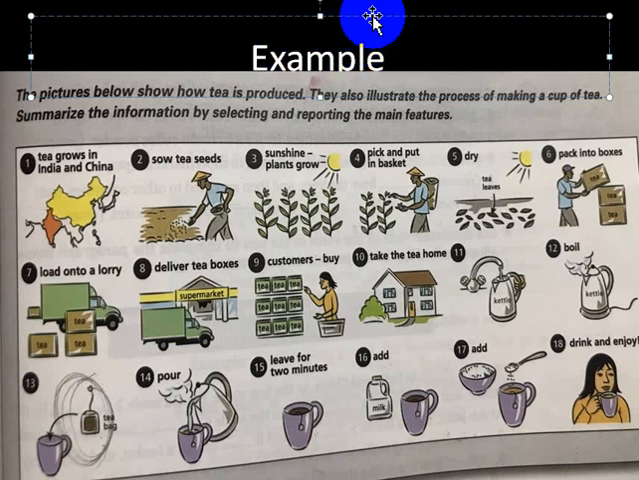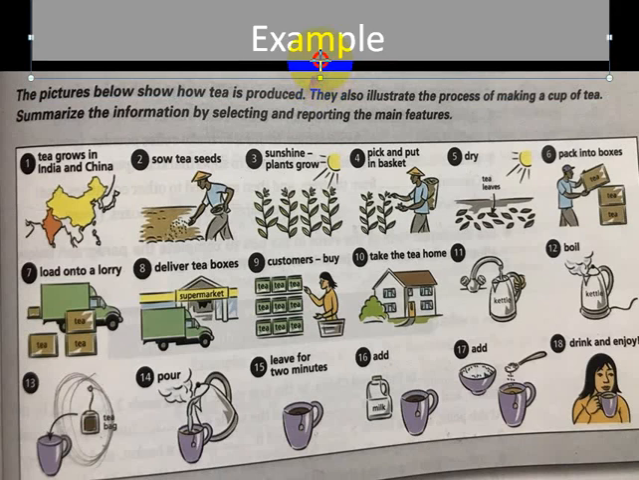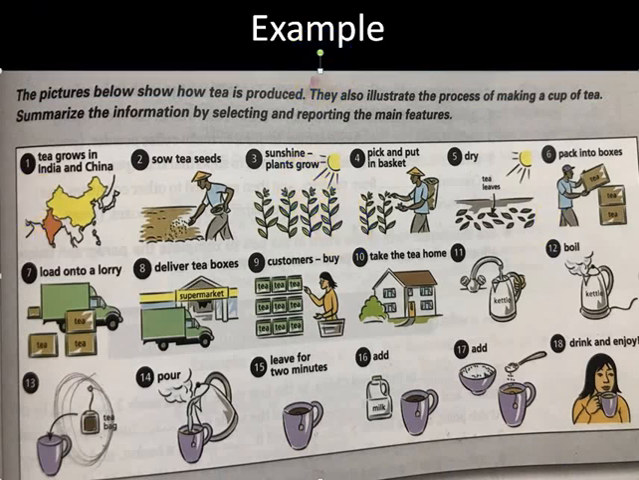In this example, you can see we have so many pictures: stages 1 till 18. But before you write your own essay, just focus on the pictures. In the introduction, I say the pictures below show how tea is produced. They also illustrate the process of making a cup of tea. We have 18 stages, but not all 18 stages talk about how tea is produced.